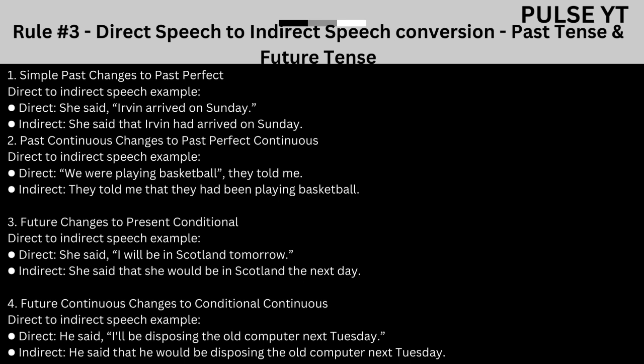3. Future changes to present conditional. Direct to indirect speech example. Direct: She said, "I will be in Scotland tomorrow." Indirect: She said that she would be in Scotland the next day. 4. Future continuous changes to conditional continuous. Direct to indirect speech example. Direct: He said, "I'll be disposing the old computer next Tuesday." Indirect: He said that he would be disposing the old computer next Tuesday.